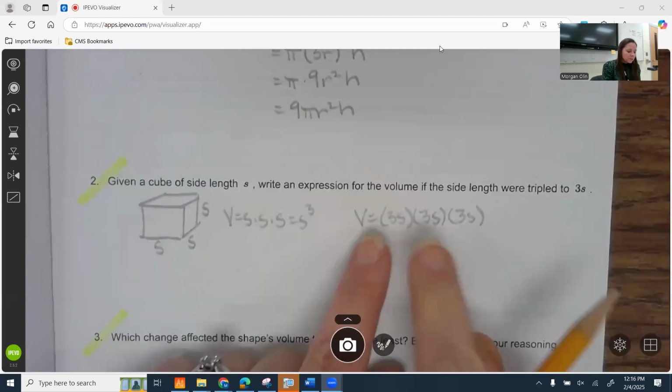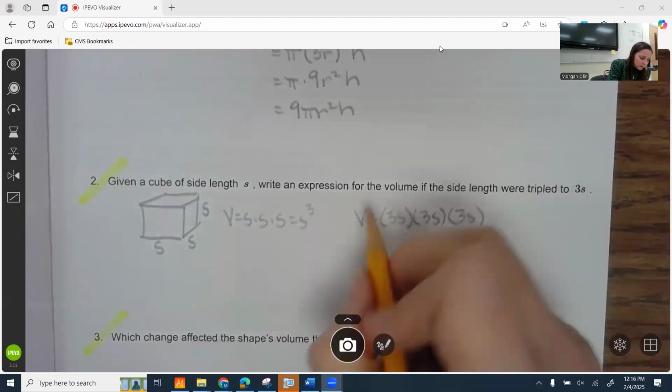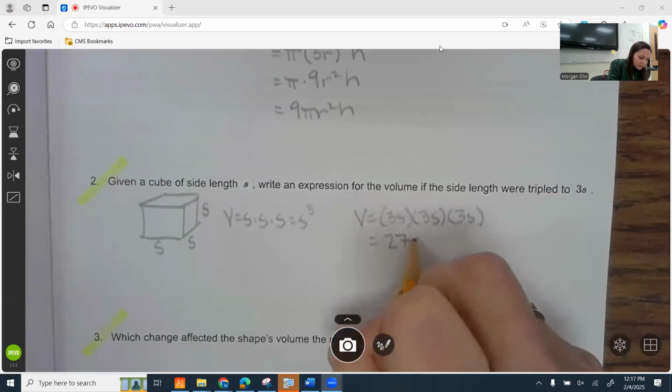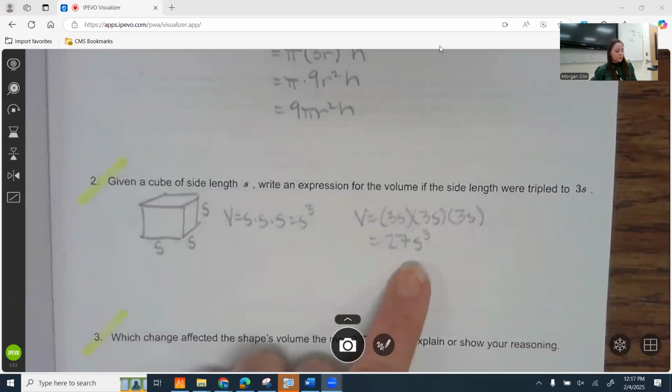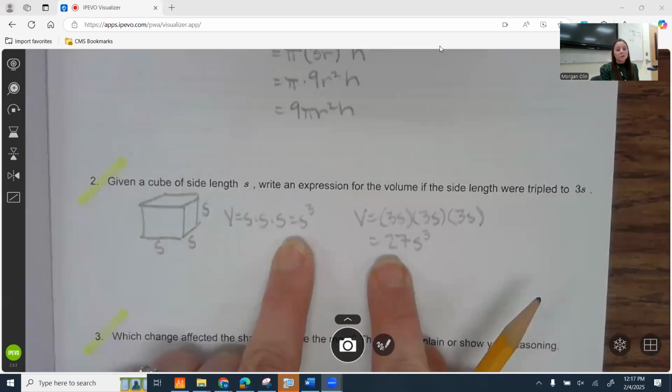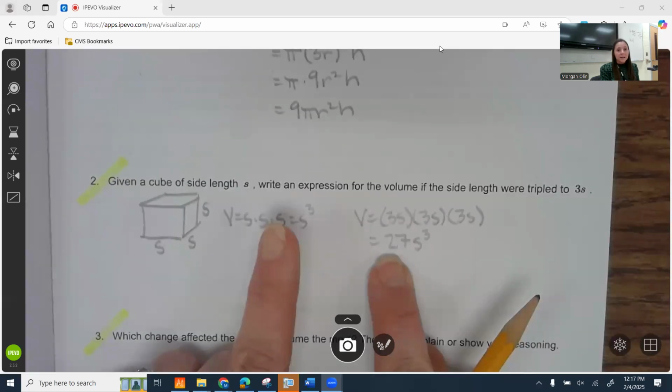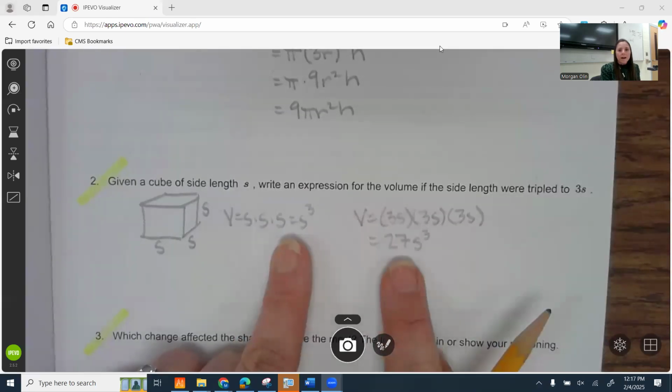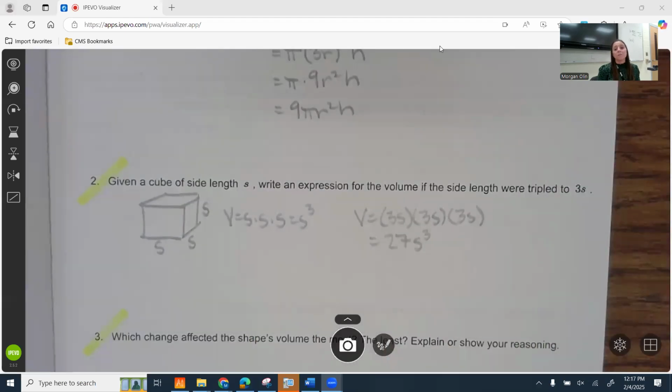All right, well, what happens? 3 times 3 times 3 is 27. And then we still have S cubed. So if you notice, when we triple all the sides, it doesn't just multiply the volume by 3. It actually multiplies the volume by 27.